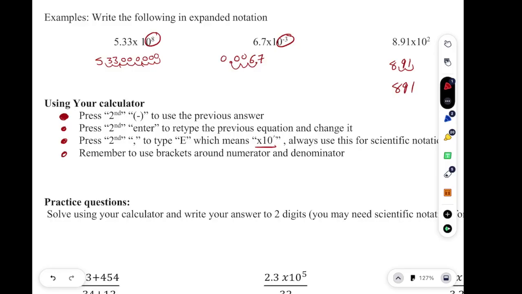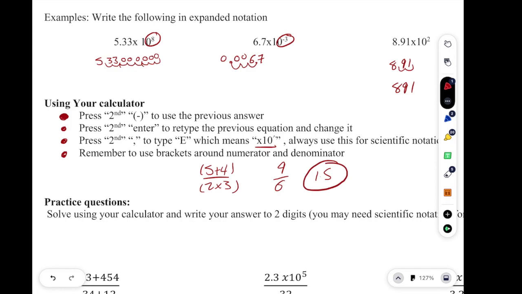And the last little note here is to remember to use brackets around numerator and denominator. So if you had 5 plus 4 divided by 2 times 3, we have to remember that there are brackets on the top and bottom. 5 plus 4 would be 9. 2 times 3 would be 6. I would get the answer 1.5. I know that's what I'm looking for.